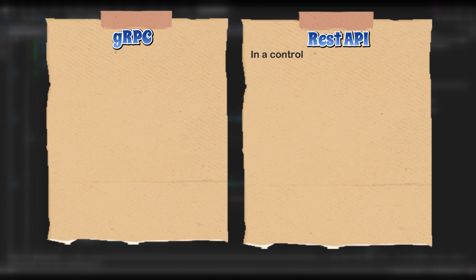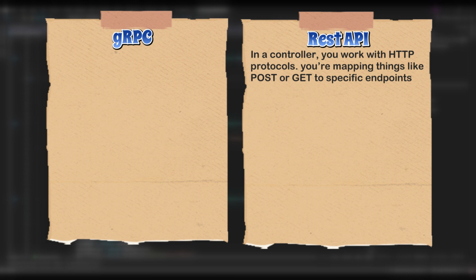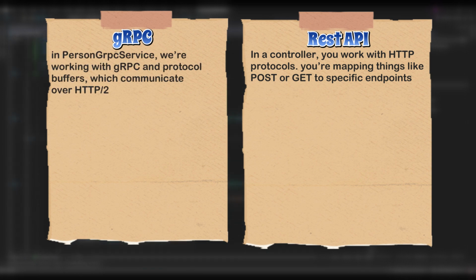Now let's compare person gRPC service with something like person controller in a REST API. Both serve a similar purpose. They are entry points for your application, but the way they work is slightly different. In a controller, you work with HTTP protocols. You are mapping things like post or get to specific endpoints. But in person gRPC service, we are working with gRPC and protocol buffers, which communicate over HTTP/2 and are much faster because of the binary serialization.